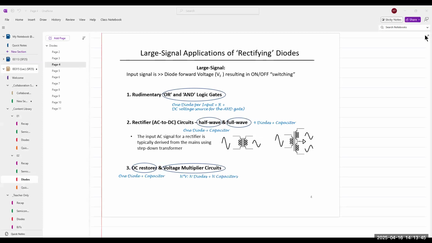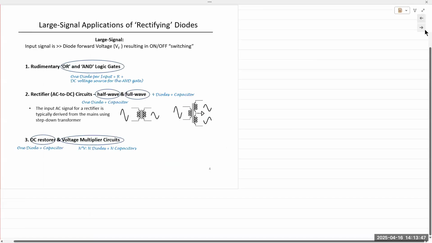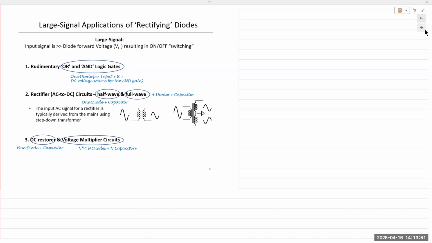Okay, so large signal applications of diodes. First thing is, what do we mean by large signal? Okay, so there are analysis techniques devoted to different diode models. Broadly classified, we can say them large signal and small signal. Large signal in this case would be something that is sufficient enough to turn on a diode.